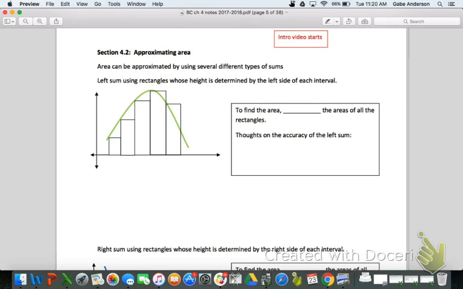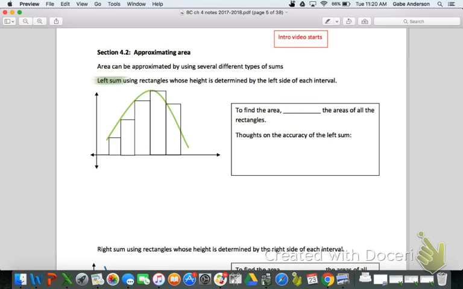This is the intro video for AP Calculus BC, section 4.2, and in this video we're going to be looking at approximations of areas between the x-axis and a curve. So we're going to look at several of these. The first one is what we call a left sum.